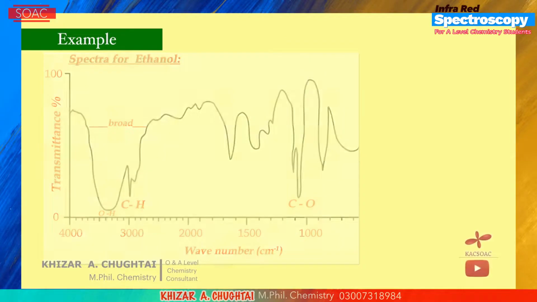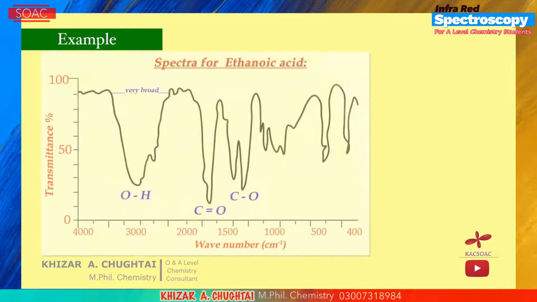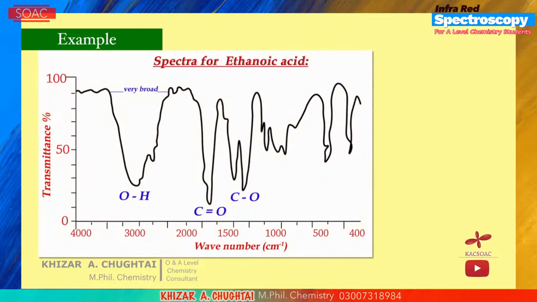Now, let's see if the OH group is present together with C double bond O, I mean in ethanoic acid. Again, here is the OH peak. This is also the OH peak, and it is a very broad peak. Its upper portion is much wider compared to its bottom, so it is said to be a very broad peak, and it is not very close to the x-axis.